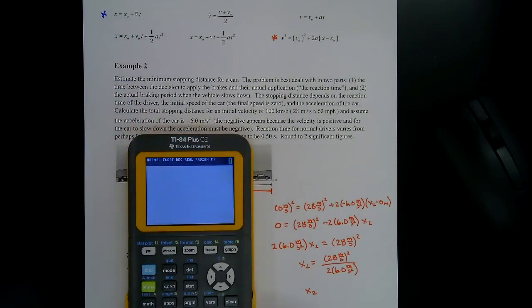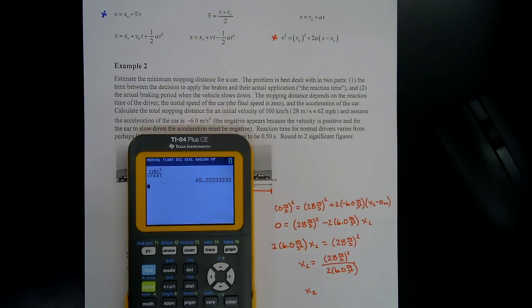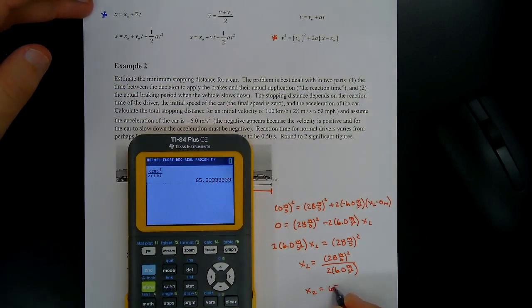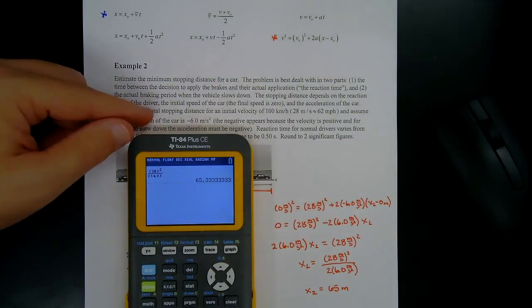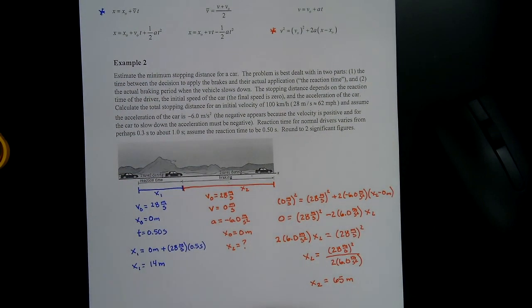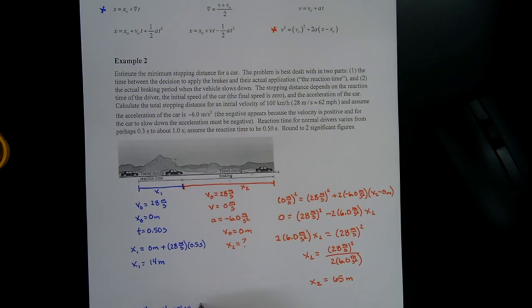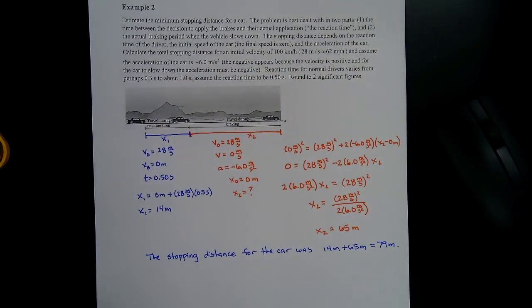So on our calculator, I'm going to put a fraction bar and then 28 squared and then divide by 2 times 6.0. And you get 65.333, but I want it to be two significant figures. So this is going to wind up being 65 meters. So what was the stopping distance? The stopping distance was these two added together. So the minimum stopping distance for the car was 14 meters plus the 65 meters, which gives you 79 meters. So that was the stopping distance for this car.